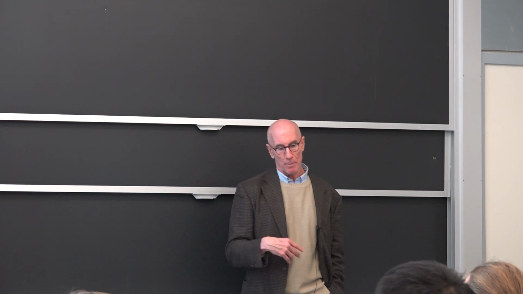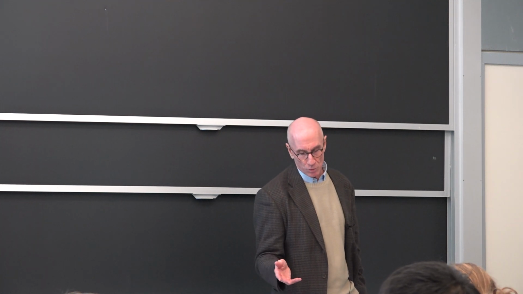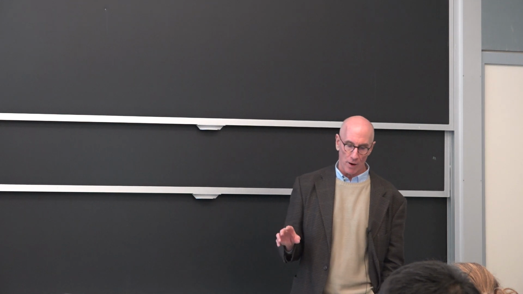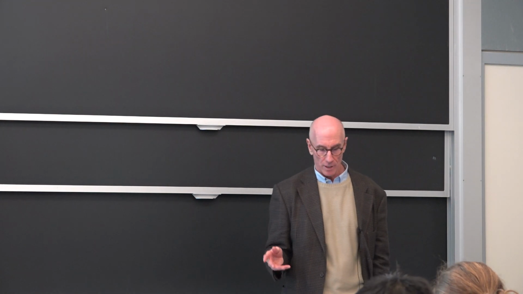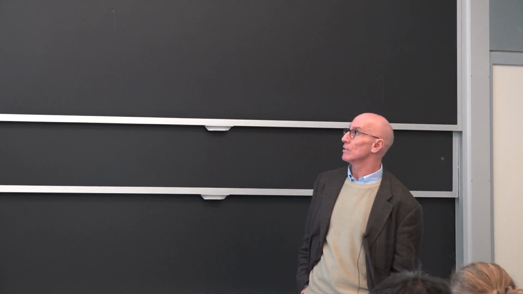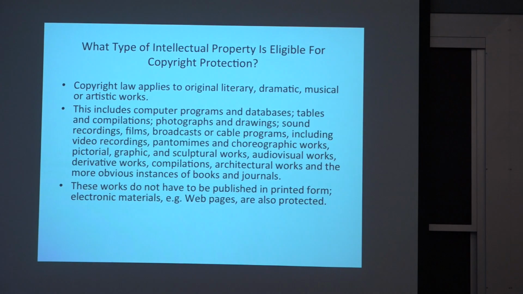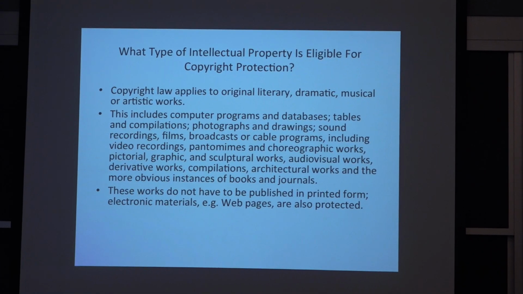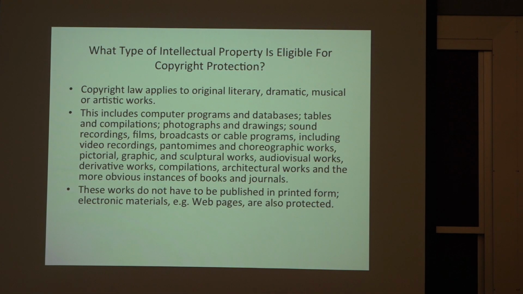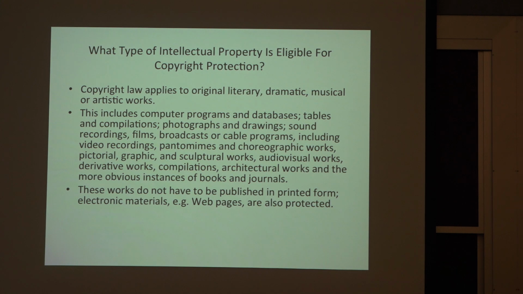So what's eligible for copyright protection? Law applies to original, that word is very important, original literary, dramatic, musical, or artistic works. And that includes computer programs and databases, tables and compilations, photographs and drawings, sound recordings, films, broadcasts, cable programs, video recordings, pantomimes, choreographic works, pictorial, graphic, sculptural works, audiovisual works, derivative works, compilations, architectural works, and the more obvious instances of books and journals. Not that anybody reads books anymore, everything is on computer.